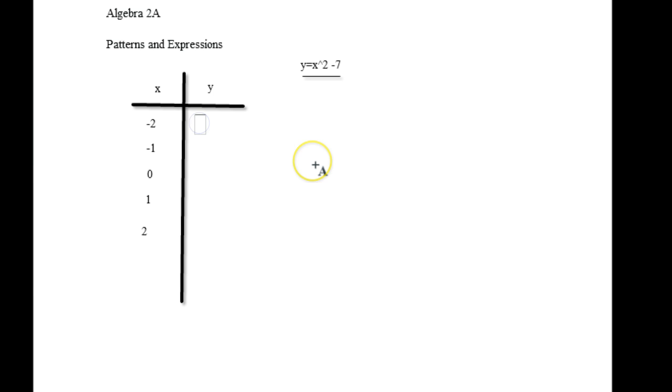The other important thing is to plug it in and not skip anything. For example, if you're plugging in -2, make sure you put -2 into parentheses, square it, and then subtract 7. That is 4 minus 7, which is going to be -3.